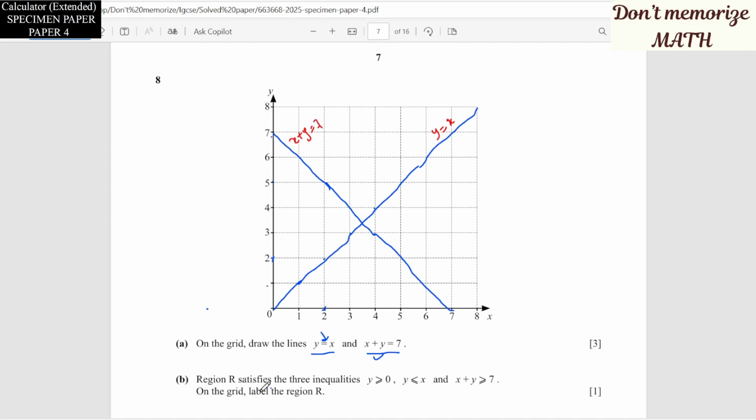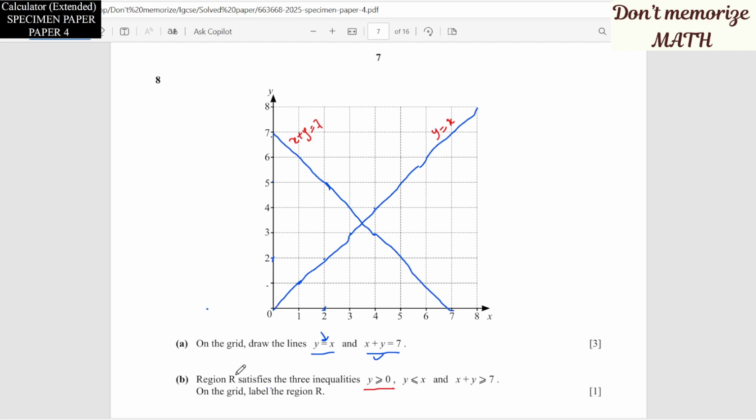Region R satisfies the three inequalities: y greater than or equal to 0, y is less than or equal to x, and x plus y greater than or equal to 7. Sorry, on the grid, label the region R. So, first we have y is greater than or equal to 0. That is, y axis must be.